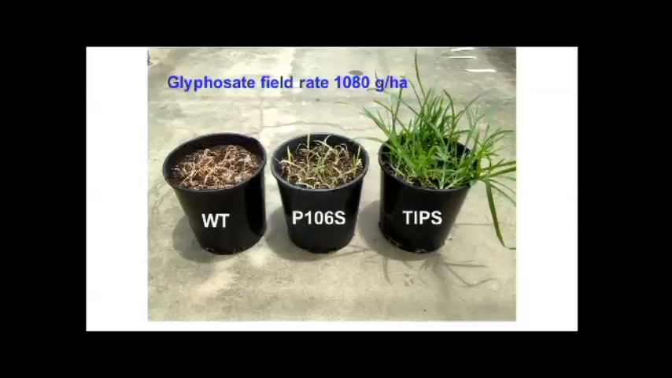Another example is target-site mutation in the EPSPS gene, where there is a single mutation at 106 compared to a double mutation at 106 plus 102. So this mutation, again, is very weak, because plants only survive at field rates, not higher.